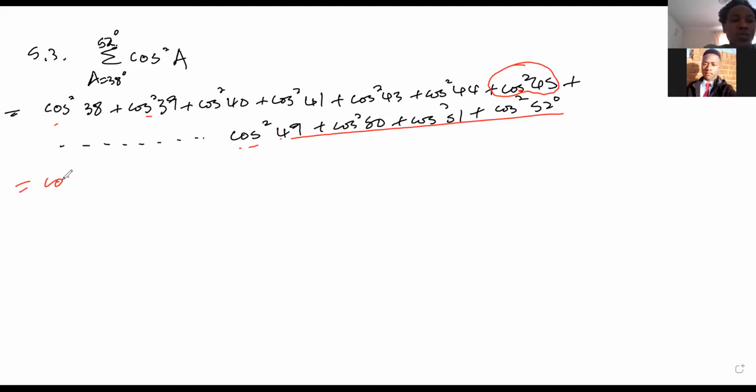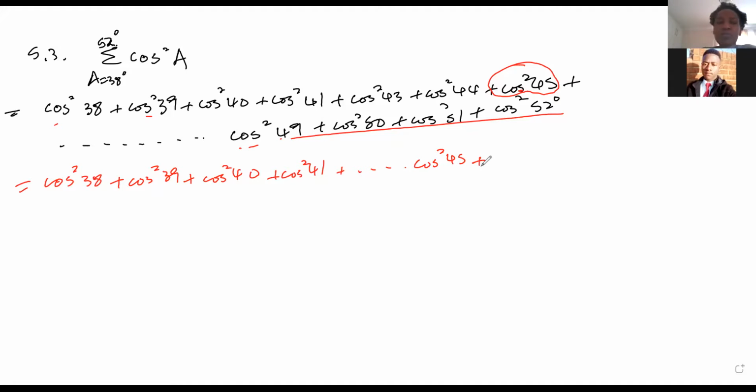Okay, so we will leave the first ones like this. Plus cos squared 39, plus cos squared 40, plus cos squared 41. I'll leave it here. Then cos squared 45. Then 38 minus 90 is 52. Then I've got, just hold on, I wrote it somewhere. So where did I put it?